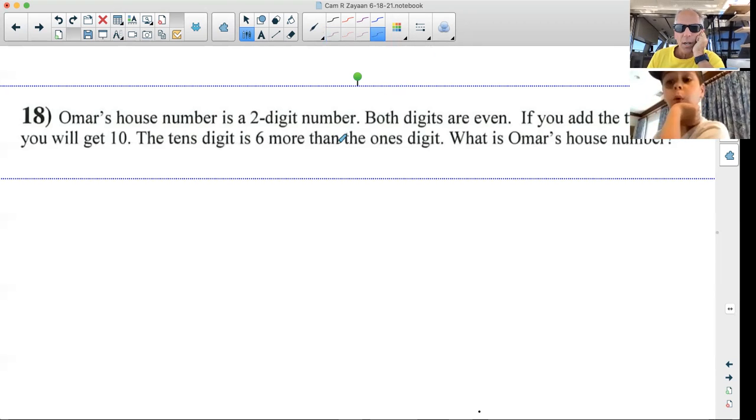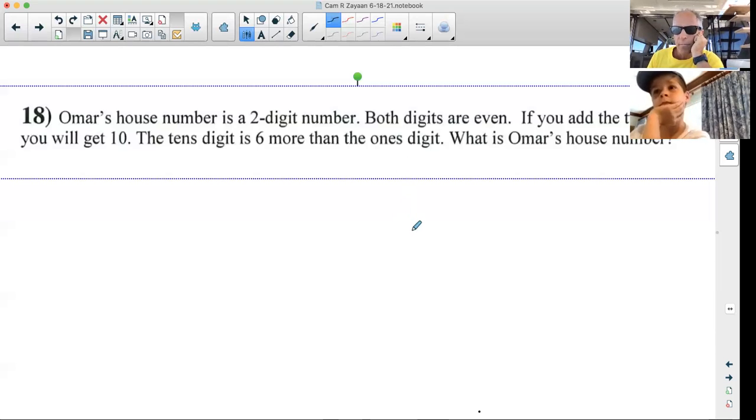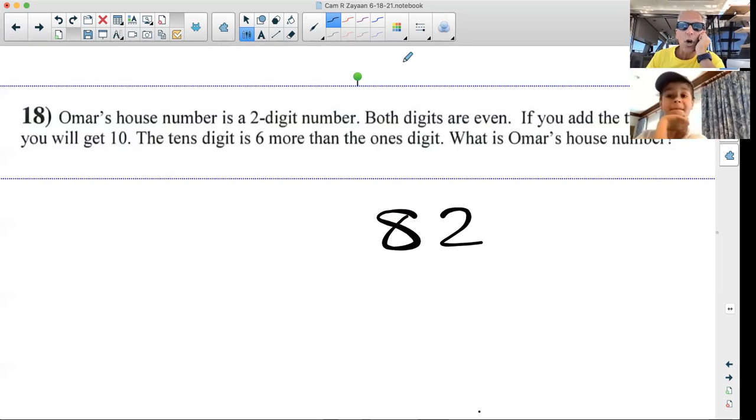Is it 82? It's a two-digit number, both digits are even. You can't keep guessing, but I want you to choose one from the three answers you gave me that you know works. 82. Yes, it is.